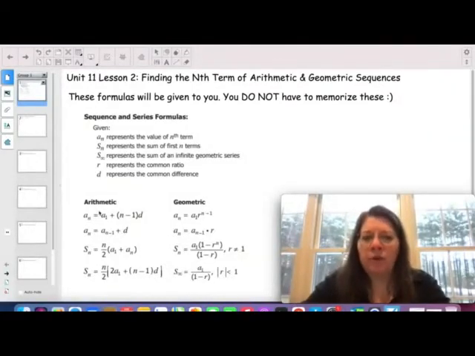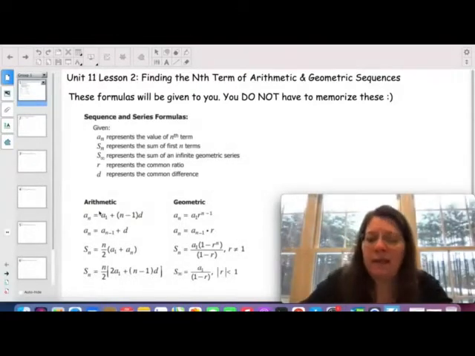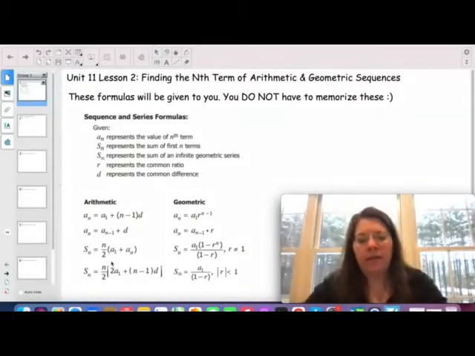It's really important that you understand you do not have to memorize these. I would write them on a piece of paper somewhere and have them available for every homework assignment, every quiz, every test that you do. Even if you have to take the SOL, the formulas will be given to you. What you need to understand is how to use the formulas in a problem.